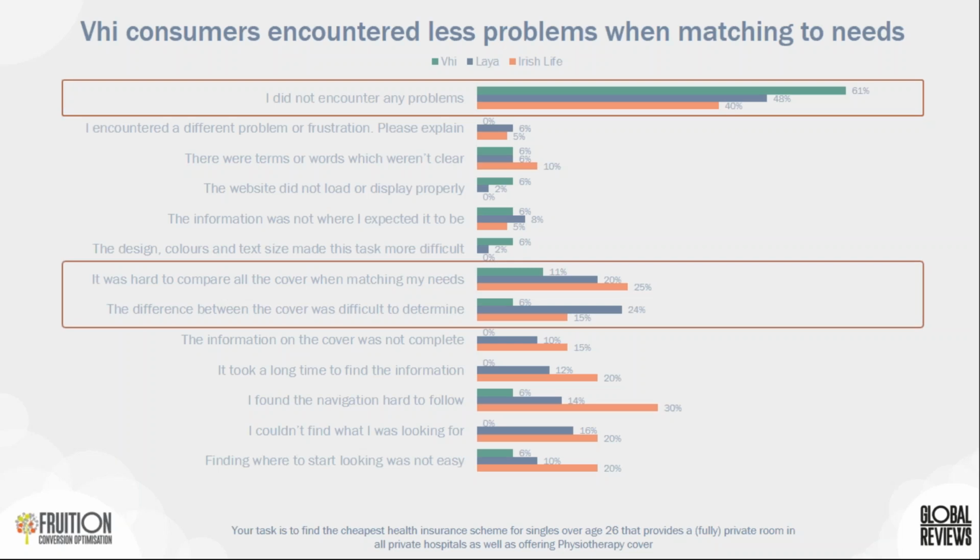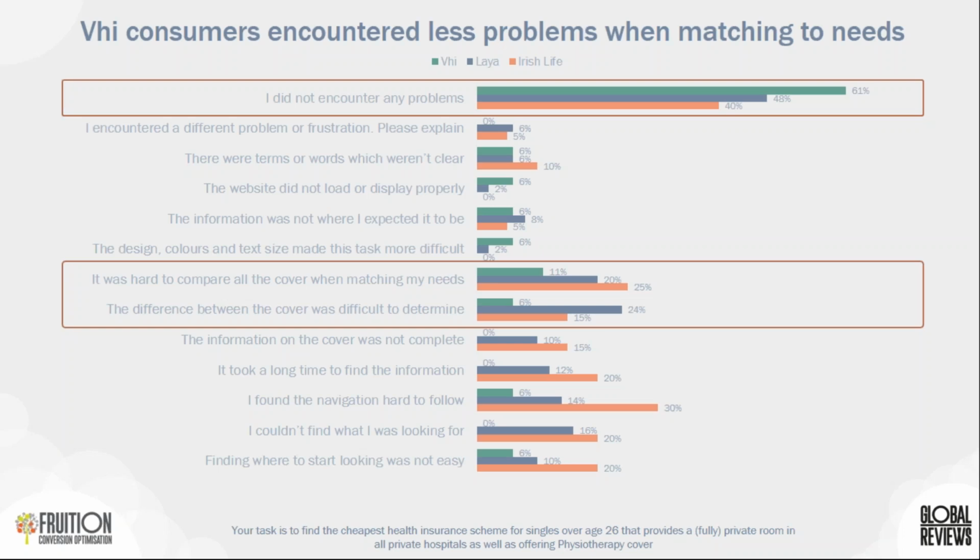If we look at the reasons where there are differentiators, the biggest differentiators are that it's hard to compare all the cover when matching my needs, and the difference between the cover was difficult to determine. And I think no one's really got it right in this space yet. Even though VHI definitely perform way better in this, everybody's doing different things at different stages, but no one has, from a complete journey experience, cracked it yet.